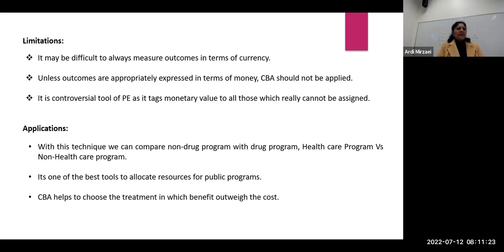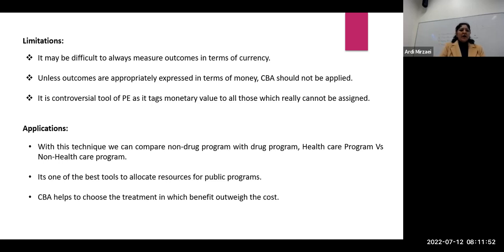So the limitations of this method is it may be difficult to always measure outcomes in terms of currency. And unless outcomes are appropriately expressed in terms of money, we should not apply this method. It is a controversial tool as it tags monetary values for everything, even for which we cannot assign monetary value.